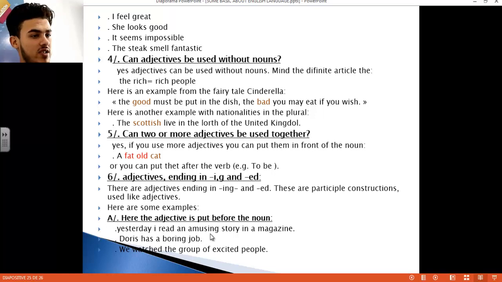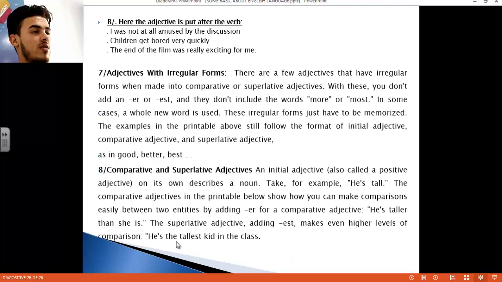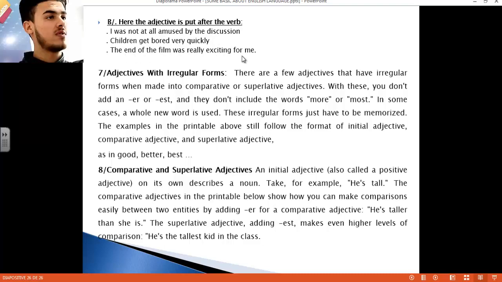Yesterday I read an amazing story in a magazine. Doris has a boring job. We watched the group of excited people. So here the examples show us that the adjective is put before the noun. B. Here the adjective is put after the verb. I was not at all amused by the discussion. Children get bored very quickly. The end of the film was really exciting for me.